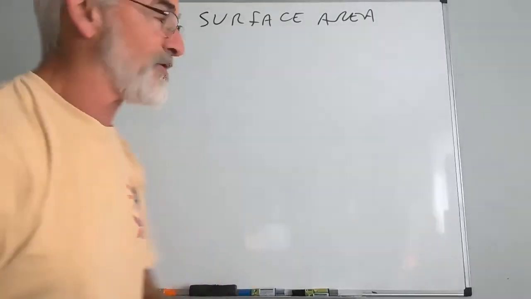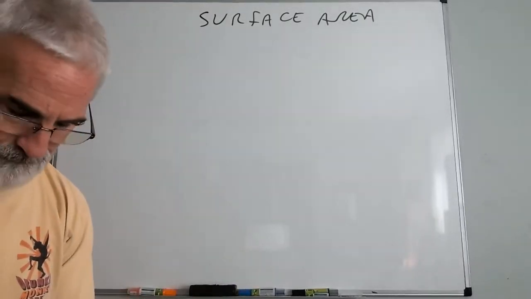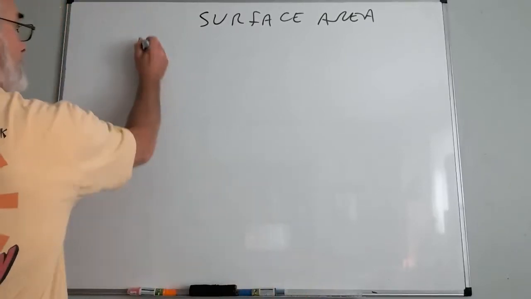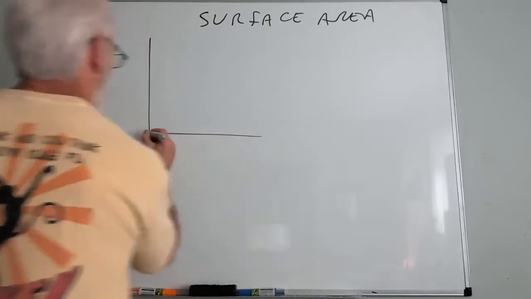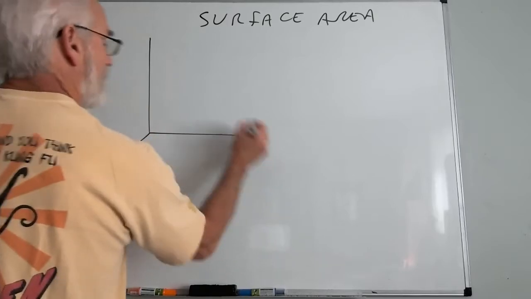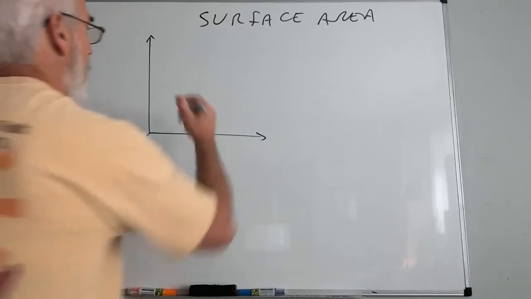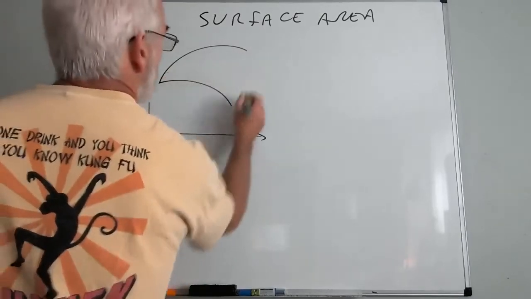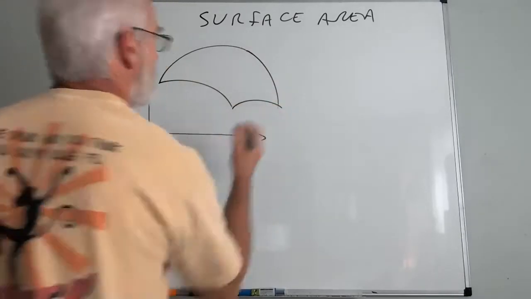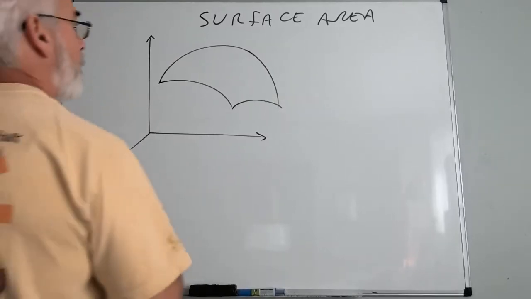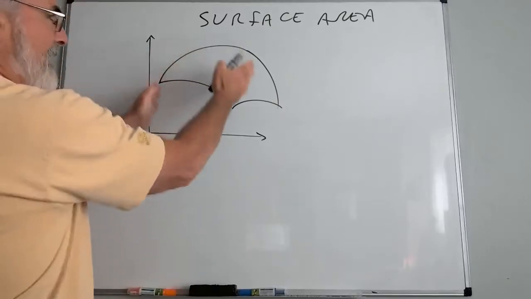So let me give you kind of the generic picture. My generic picture is going to look something like this. I've got, supposed to represent a surface right there. And then what I want to do is find the area of this.